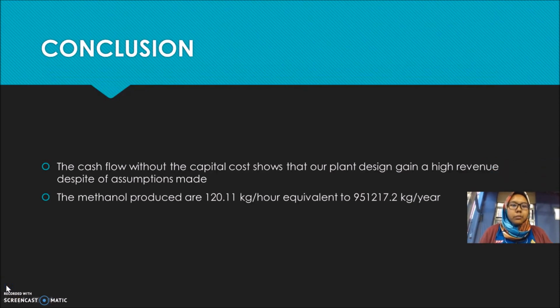So now we have come to the conclusion. The cash flow without the capital cost shows that our plant design gained a high revenue despite the assumptions made. The methanol produced is 120.11 kilogram per hour, equivalent to 951,217.2 kilogram per year. That is all from us.